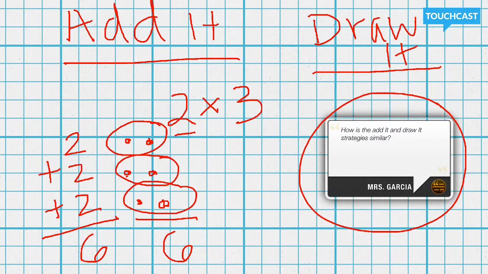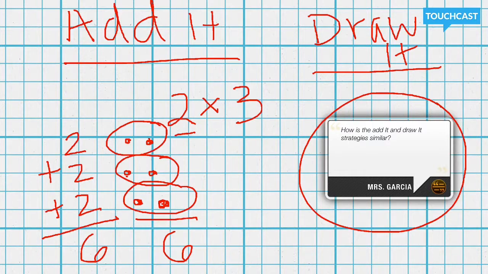So the drawing really lets me count, and with the add it, I can just use the math facts that I already know to add. And I can even use a combination. Let's say I know 2 plus 2 is 4 really quickly, but I'm not sure after that. So I can just draw 2 more dots and know, well, 2 plus 2 is 4, and then 5, 6, 2 more is 6. So that's how add it and draw it are similar to me.